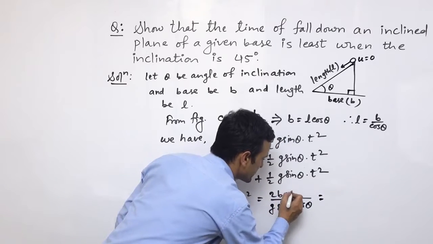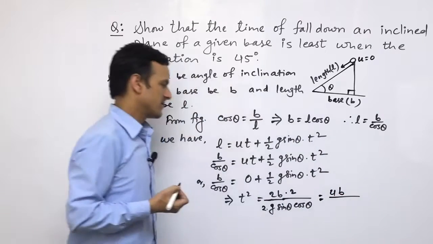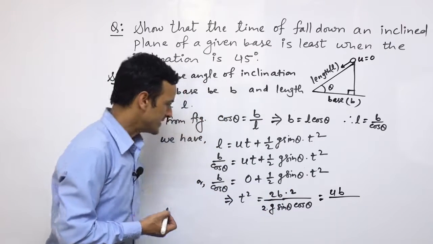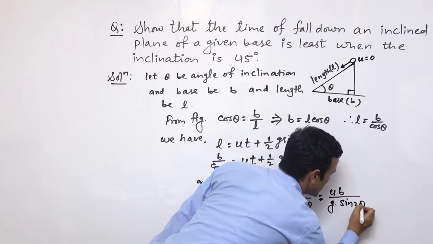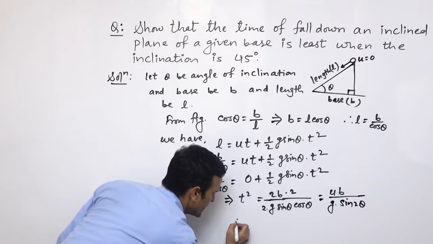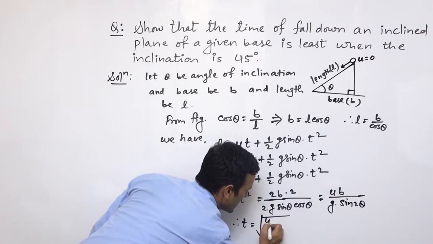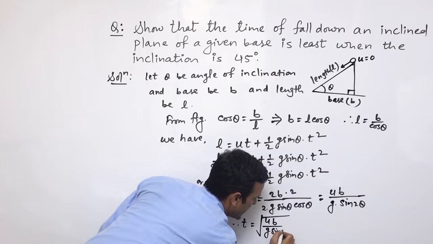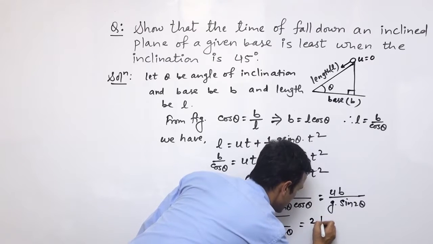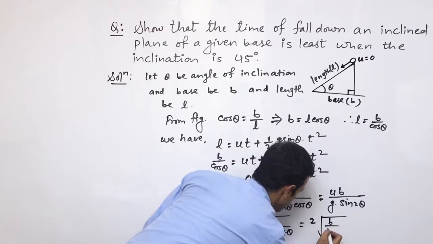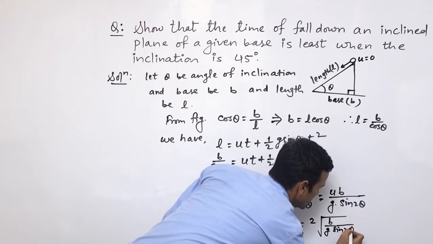If we multiply by 2 in the numerator and denominator, it will be 4B over g into 2 sine theta cos theta, and 2 sine theta cos theta is sin 2 theta. From here we get the value of t. So t is root under 4B divided by g sin 2 theta, and the root of 4 is 2, so t is 2 root under B upon g sin 2 theta.